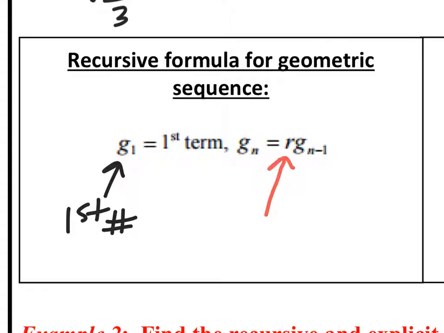Next up, we're going to point to R. Luke, what do you think R stands for? R is probably the constant rate of change. Which would we call that if it's a common ratio? What we're multiplying by.